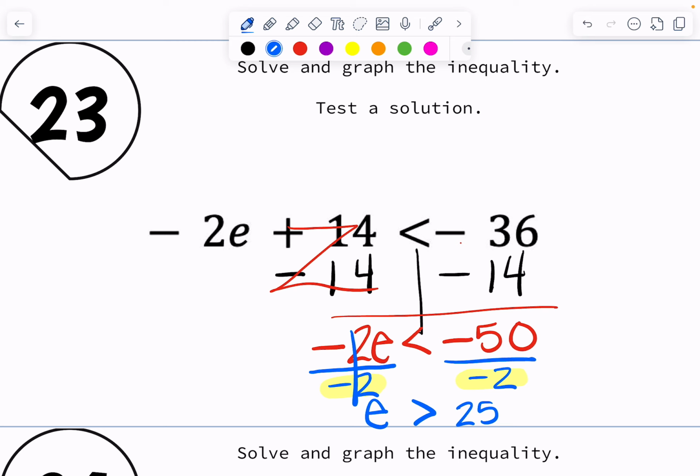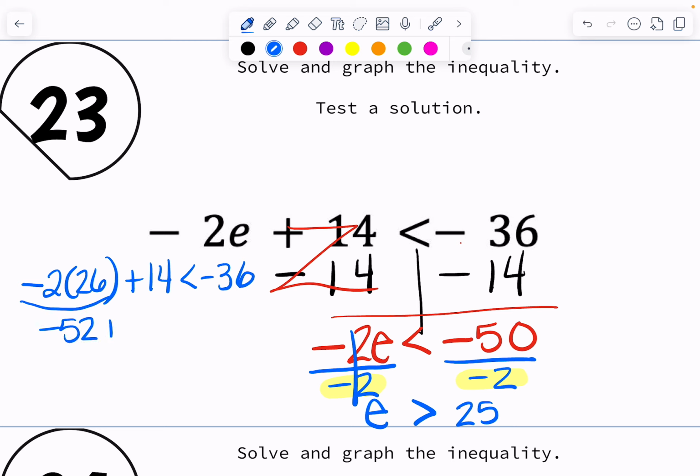So if we plugged in 26, negative 2 times 26 plus 14 should be less than negative 36. Negative 2 times 26 is going to be negative 52. Negative 52 plus 14 would be negative 38. And negative 38 is less than negative 36.